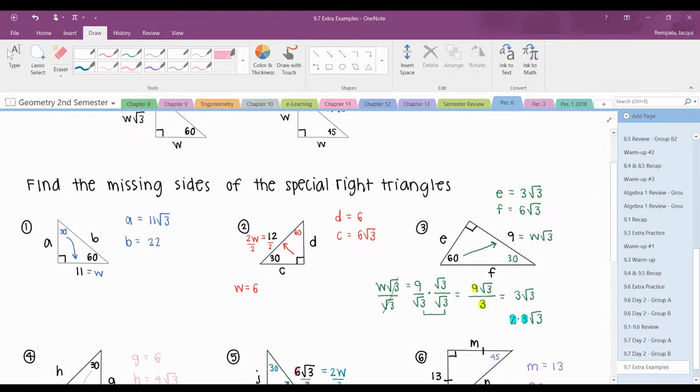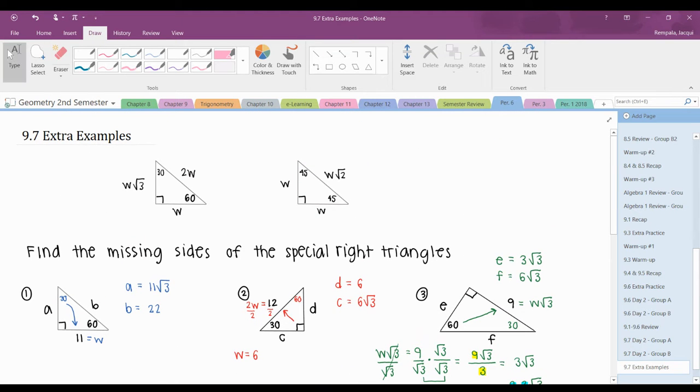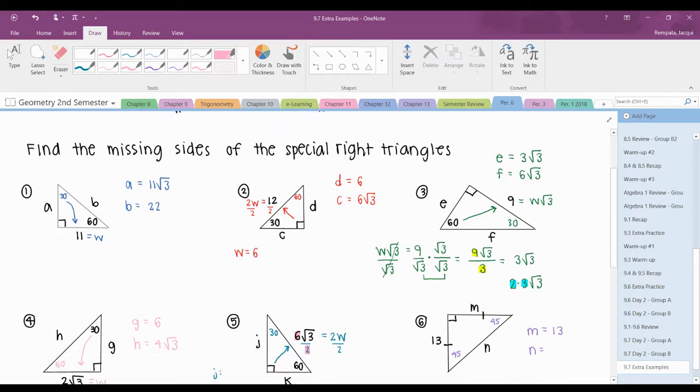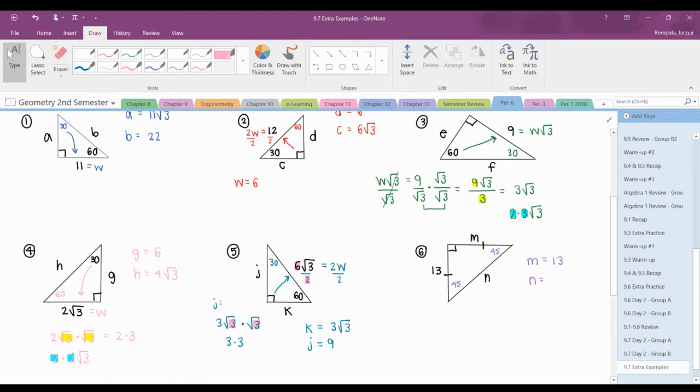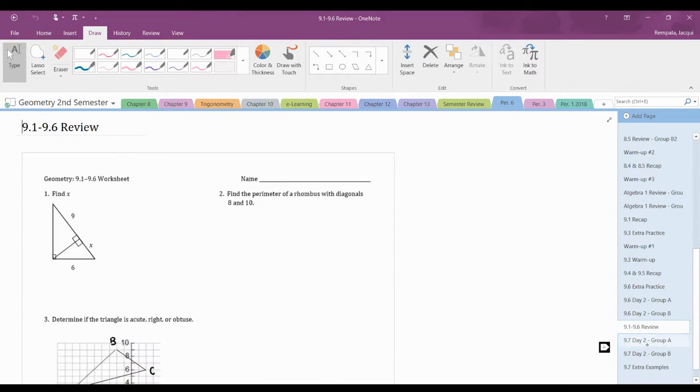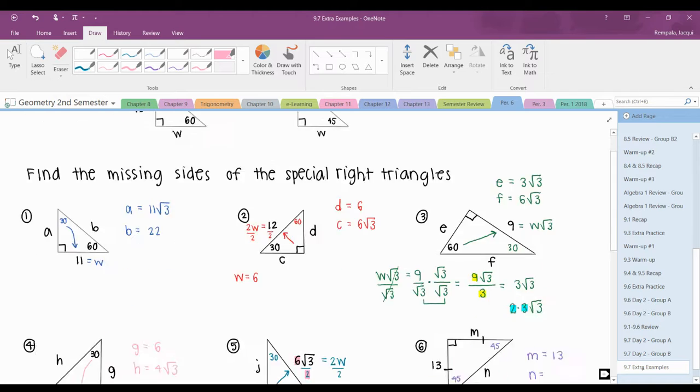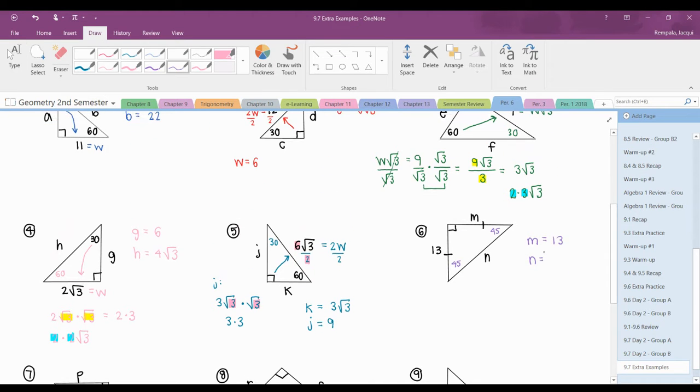Remember our rule. If I go back to the top, our definition is that the two legs are congruent. They're both W, but in a 45, 45, 90 triangle, I multiply that by the square root of 2 to get the hypotenuse. So 13 is going to be the leg, and then I multiply that by the square root of 2, and that becomes my answer for the hypotenuse.